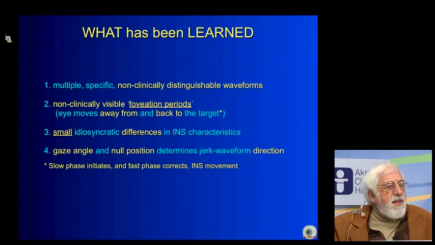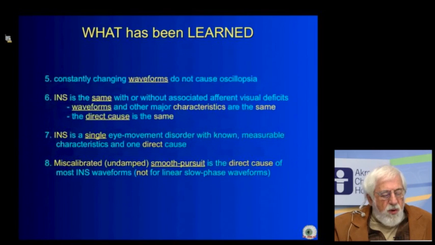The waveforms are constantly changing in amplitude and frequency and shape, and yet there's no oscillopsia. The INS we record is the same whether or not a patient has an associated afferent deficit. The waveforms and major characteristics of them are the same, and the direct cause of the oscillation is the same. What emerged from our work is that we have a single eye movement disorder with known measurable characteristics and a single cause. And that cause lies in the smooth pursuit system, as I'll say a little bit about later.